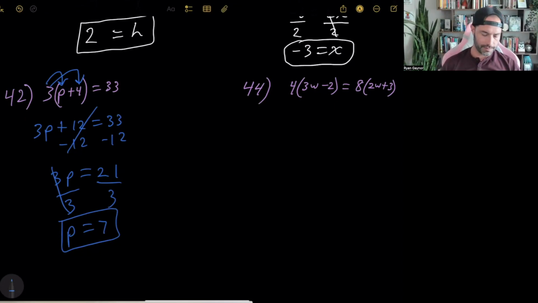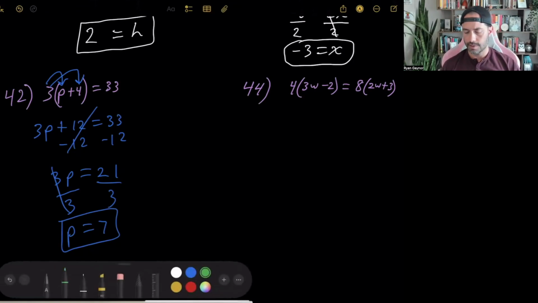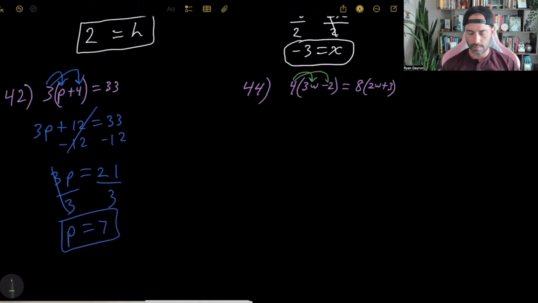So, we got 44. Let's rock and roll. So, we have distributive property now on both sides. So let's do this. Boom, boom, boom, and another boom. So we've got 12w, right? 4 times 3w, that's 12w. Minus, because we have 4 times negative 2, so that's negative 8, equals 8 times 2w, that's 16w, and then 8 times 3, that is 24.